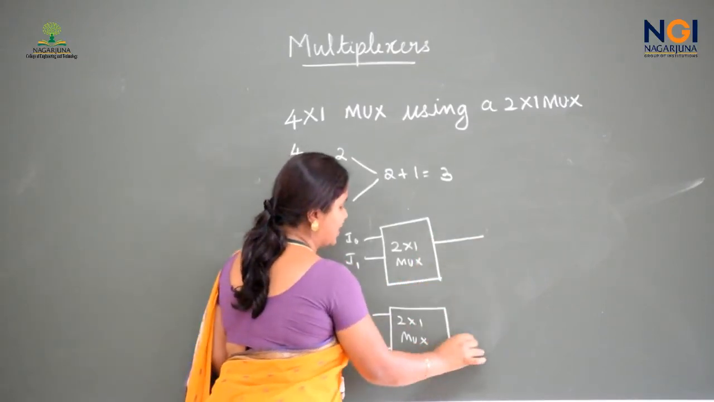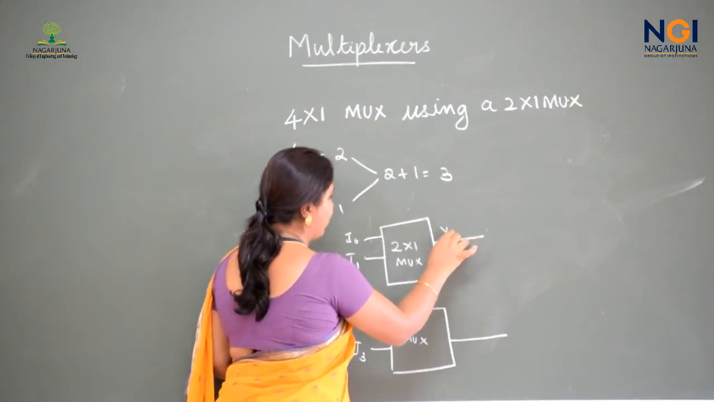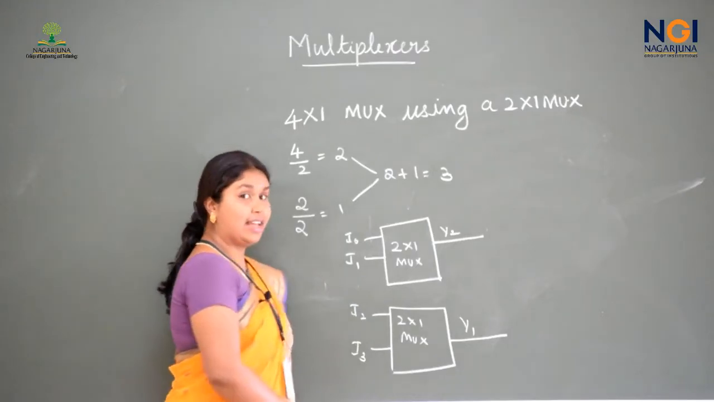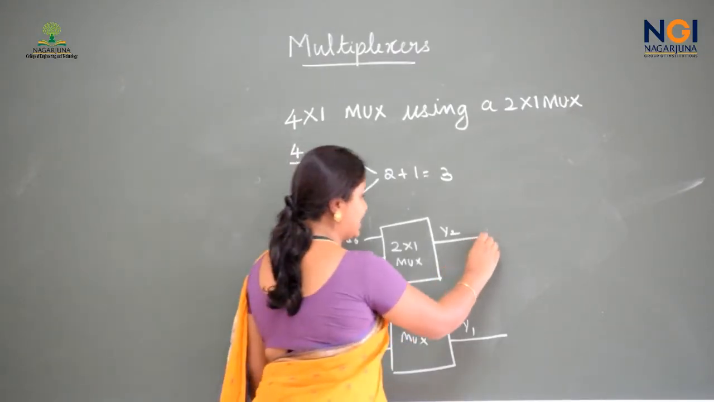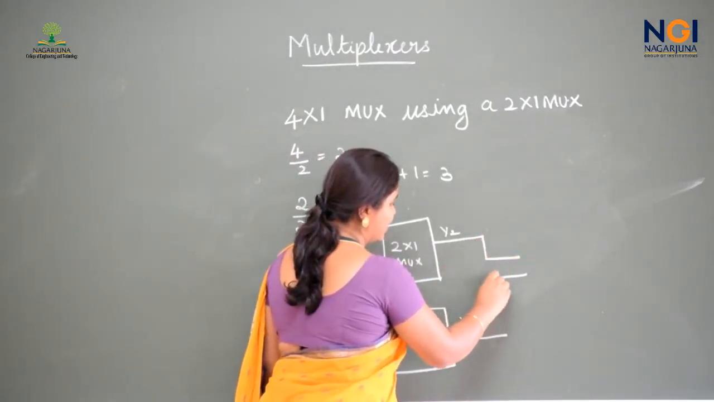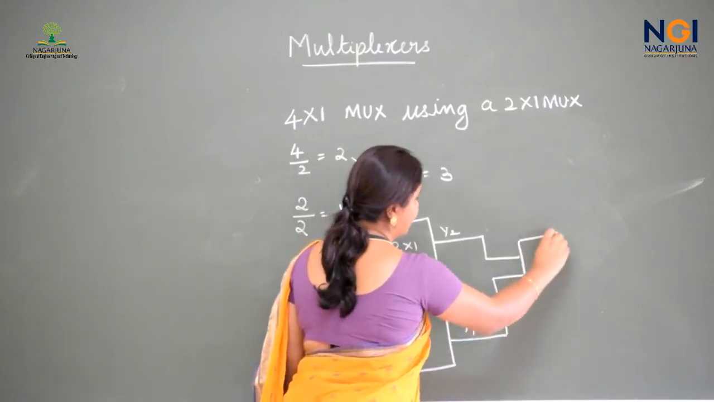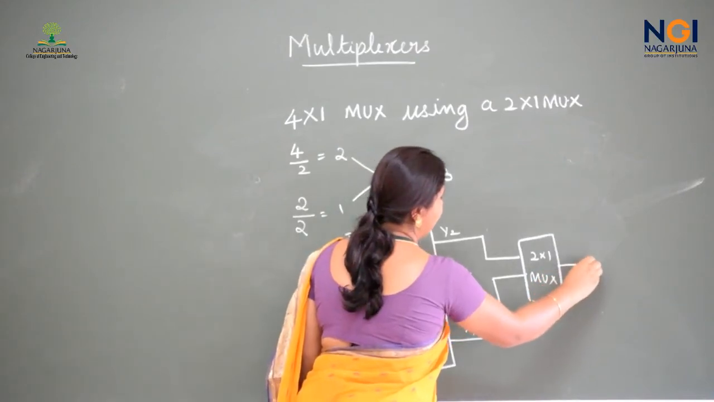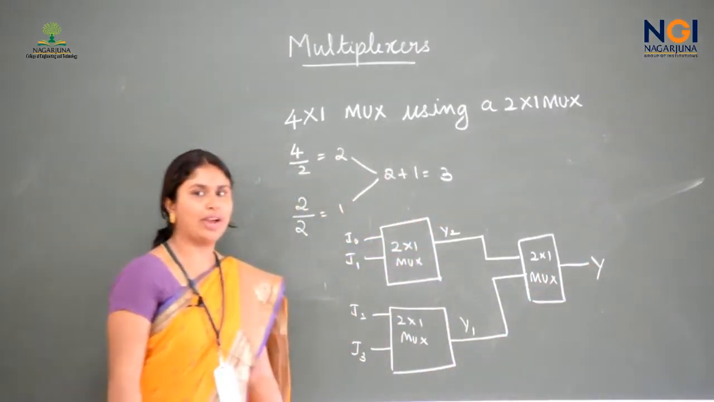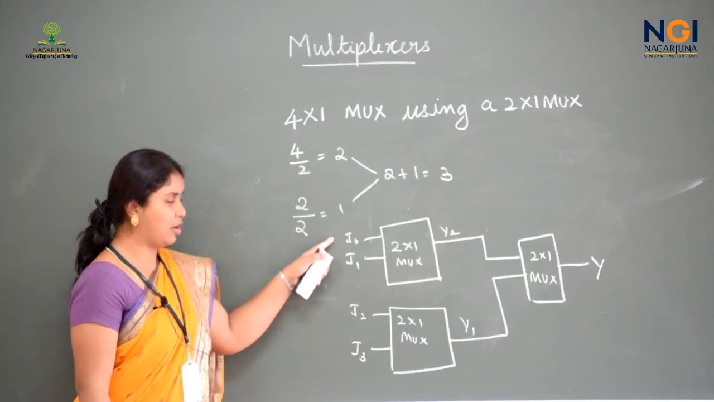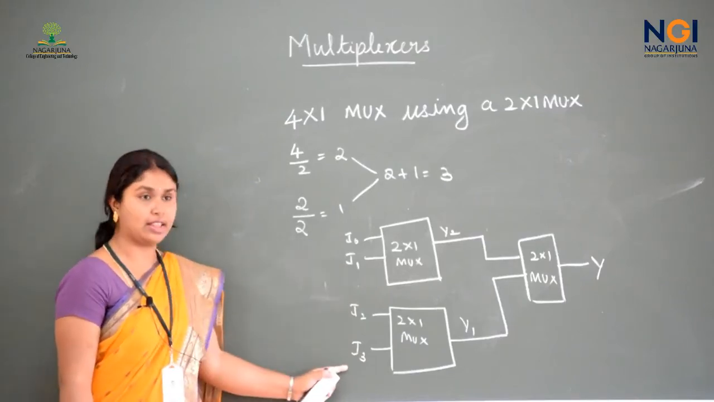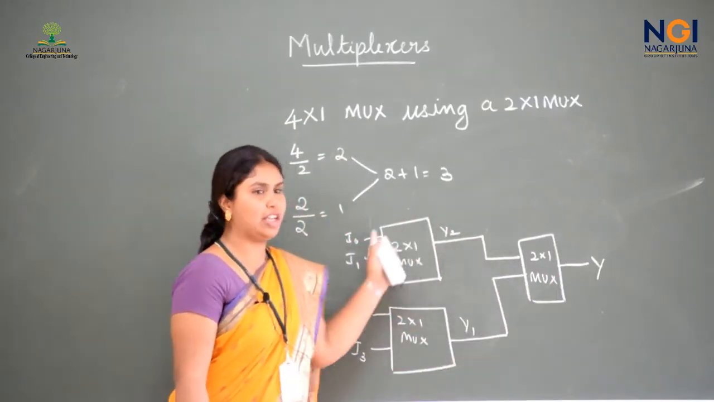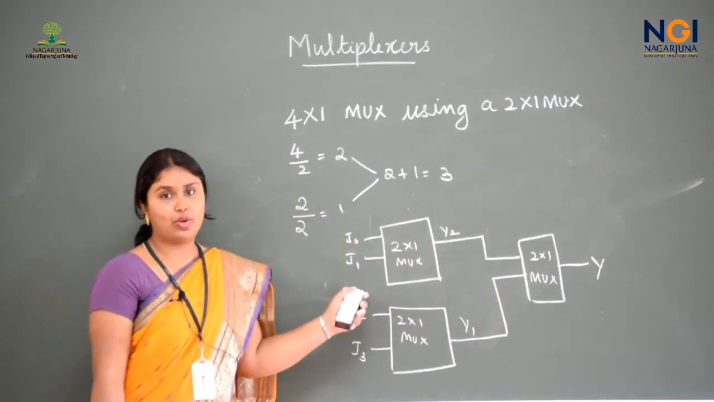And the outputs of these multiplexers, let me call them Y2 and Y1. Now, we need another 2x1 multiplexer to combine these outputs and get a single output. This is also a 2x1 mux, and my final output is going to be Y. So, how many inputs do we have here? We have I0 to I3, 4 inputs, and a single output. So, this implementation gives me the 4x1 multiplexer.